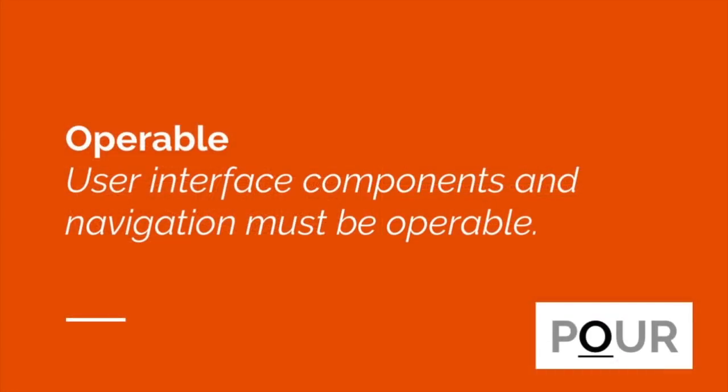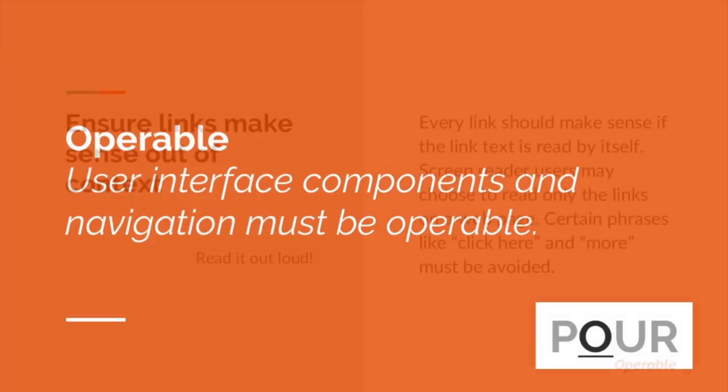The O in POUR stands for operable. Operable is a term that refers to the functional access to content on our site. Assistive technology should be able to read and interpret the content on our site in ways other than through vision.